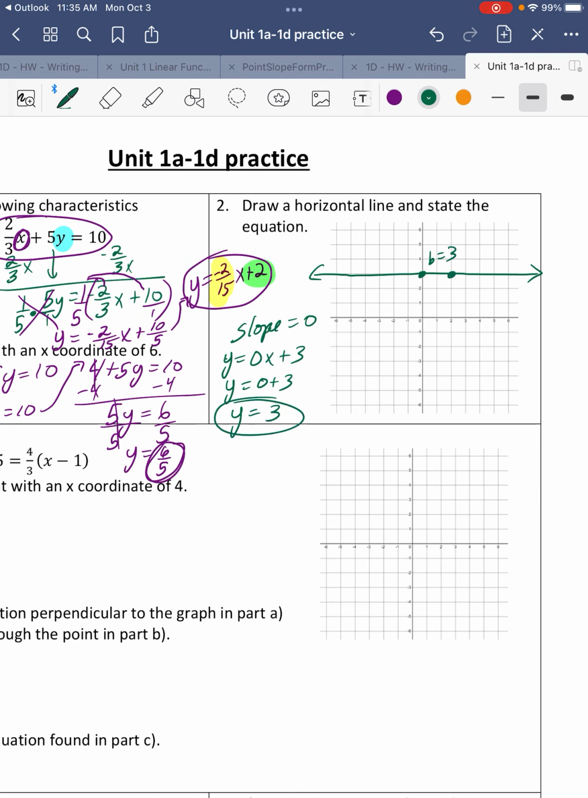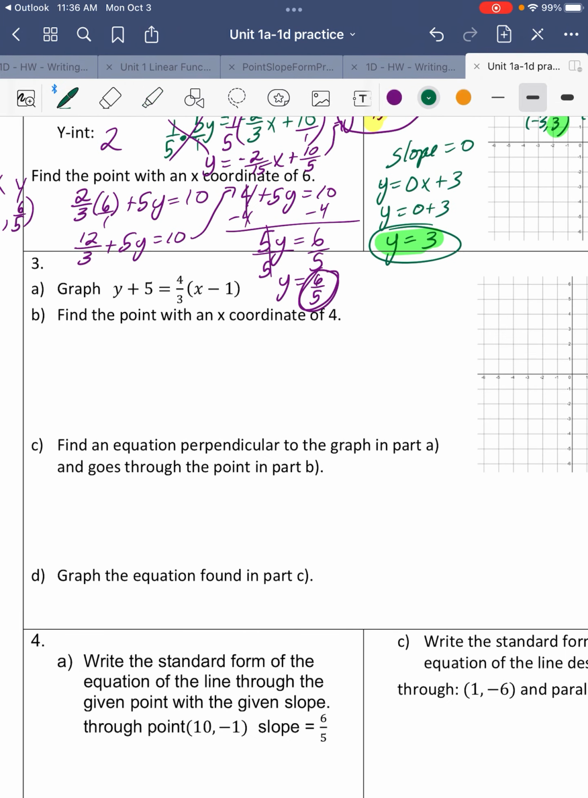So there's your equation. Or you could look at each individual point. Like that is 2, 3. The y-intercept is 0, 3. You could look over here at negative 3, 3. What's in common with all of them? The y values are all 3. That's why we say the y is equal to 3.